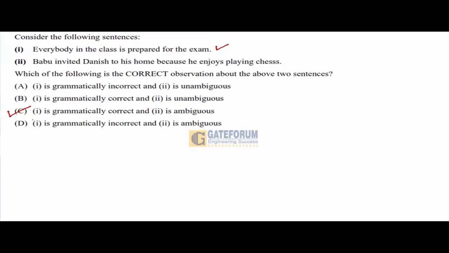whereas number 2 is ambiguous, because it might mean that Babu invited Danish to his home because Babu enjoys playing chess, or else it could have also meant Babu invited Danish to his home because Danish enjoys playing chess. We are not exactly sure which one it is, so naturally I can't say that it is bereft of ambiguity. It does not have ambiguity in it? No, it has ambiguity in it. So number 2 is ambiguous. So option number C would be the correct option to be clicked.